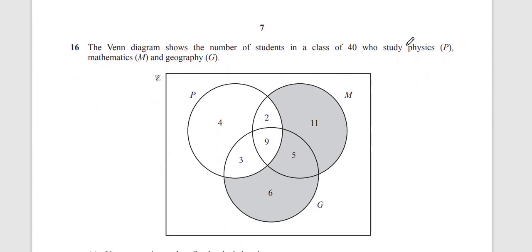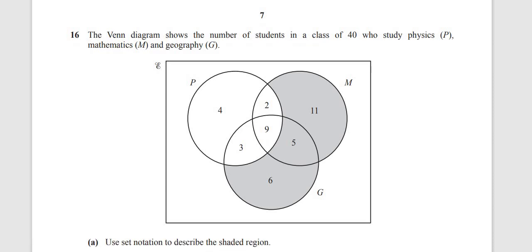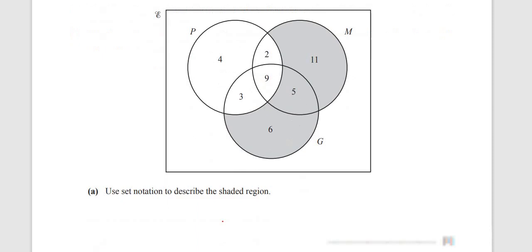Question number 16. The Venn diagram shows the number of students in a class of 40 who study physics P, mathematics M, and geography G. So you can see the Venn diagram with sets P, M, and G. Use set notation to describe the shaded region. So how can we describe the shaded region?